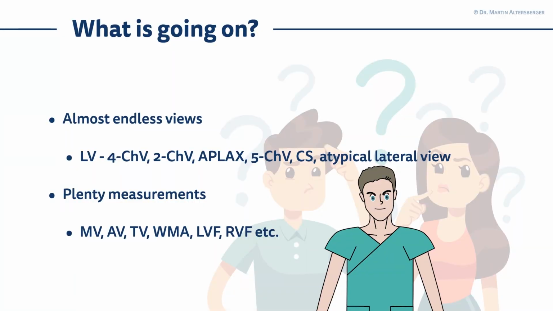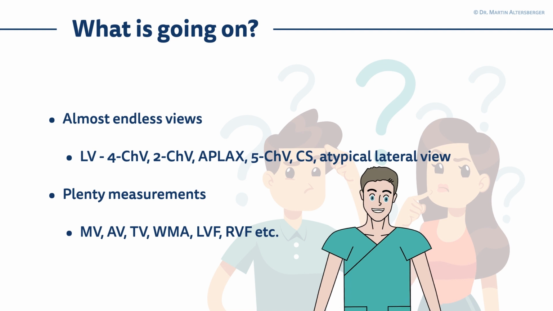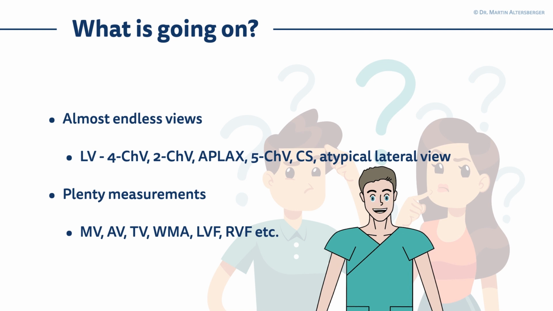So what's going on overall in the apical views? They are almost endless views. You need a four-chamber view, two-chamber view, three-chamber view, which is the apical long axis view, five-chamber view, coronary sinus view, atypical lateral views, but this is only assessing the left ventricle. To quantify, you have plenty of measurements at hand: the mitral valve, the aortic valve, tricuspid valve, more motion abnormalities, left ventricular function, right ventricular function, and much, much more.